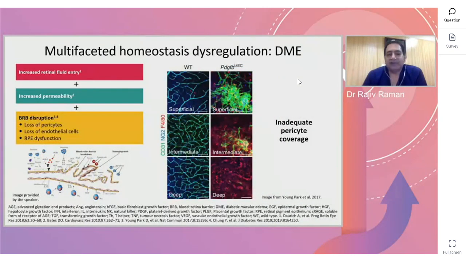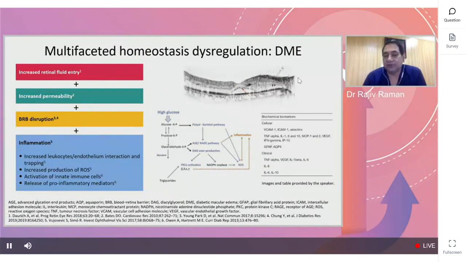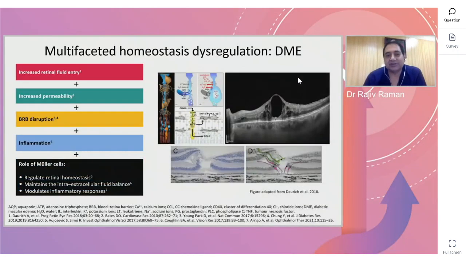There is blood retinal barrier disruption, which I had shown initially. There is loss of pericytes, loss of endothelial cells, and RPE dysfunction. There is inflammation, which is like there is increased leukocyte to endothelium interaction and trapping. There is increased production of reactive oxygen species. There is activation of immune cells and release of pro-inflammatory mediators.